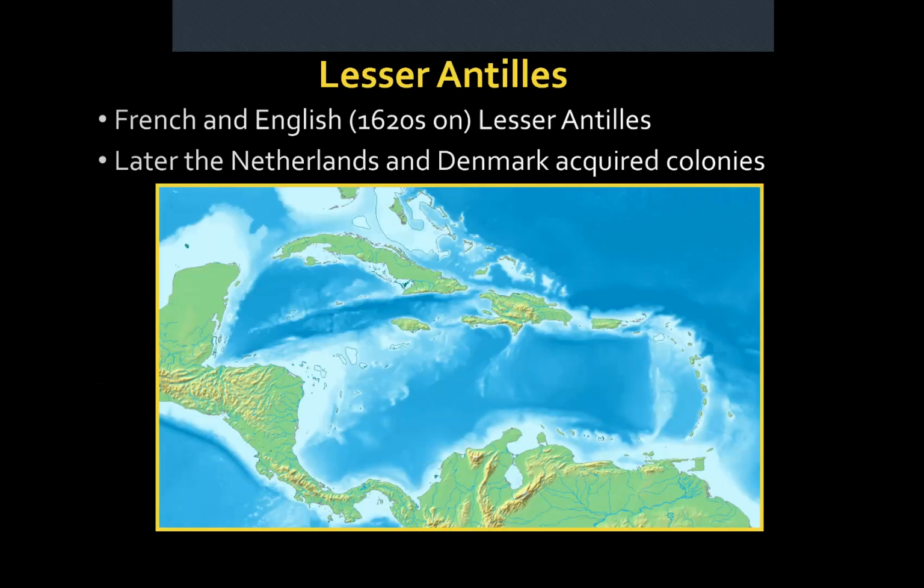Now, the Lesser Antilles, those smaller islands, were ignored for the most part by the Spanish, but the French and English started focusing on them in the 1620s, and later the Netherlands and Denmark acquired colonies as well. And these were colonies based on plantation agriculture, which we'll talk about later, in terms of bringing slaves and other groups over to work for sugarcane especially, and creating wealth for the European countries.